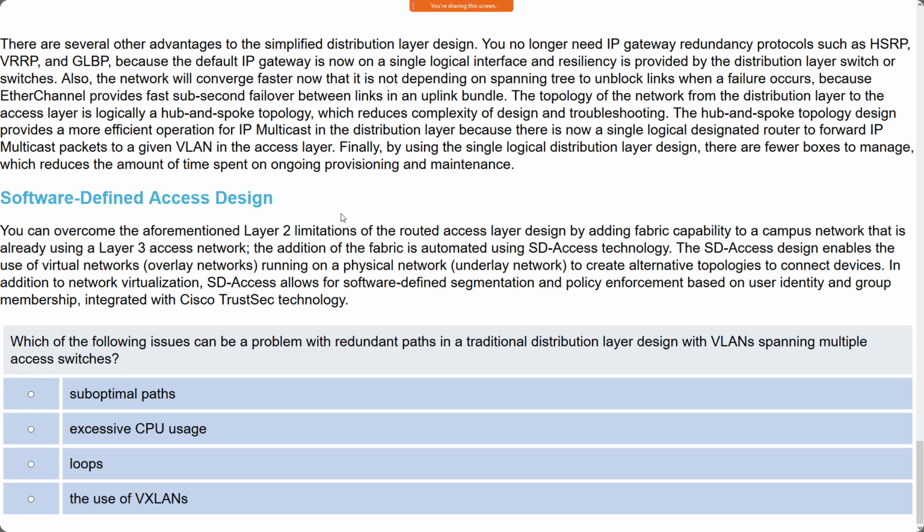We'll see that towards the end of this class. That's part of the self-study section, but like I said, I'll probably try to record some of those lessons as well. Which of the following issues can be a problem with redundant paths in a traditional distribution layer design with VLANs spanning multiple switches? That was the traditional loop topology, not the loop-free topology, and loops would be the answer to that question because the VLANs span multiple switches, which means we're going to have that redundancy, and spanning tree is something that we would have to incorporate in that case.